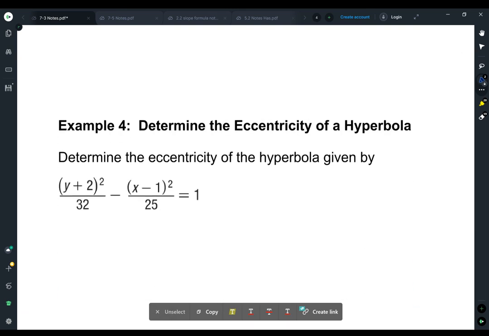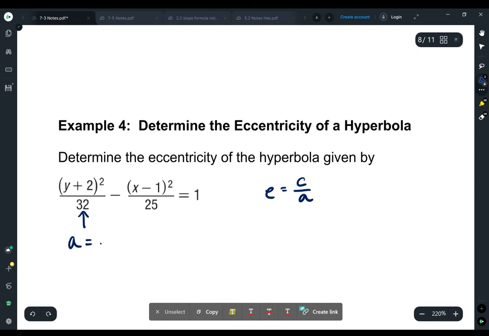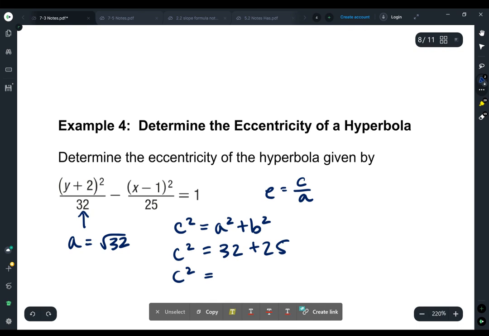So here we're going to go ahead and just practice doing it really quick. So remember, we have E equals C over A. So A is going to be the first one, right? So A is going to equal the square root of 32, but I still need to find C. So order matters, A is first. So C squared equals A squared plus B squared. So C squared equals 32 plus 25. So C squared equals 57.